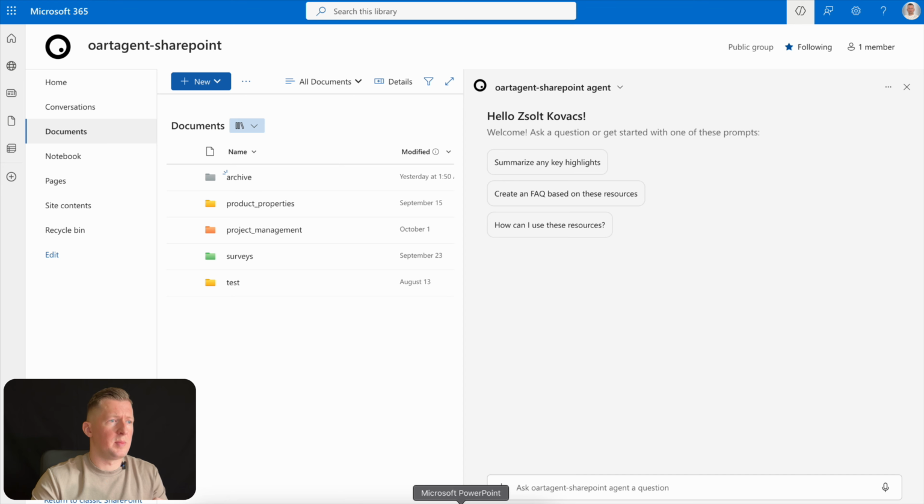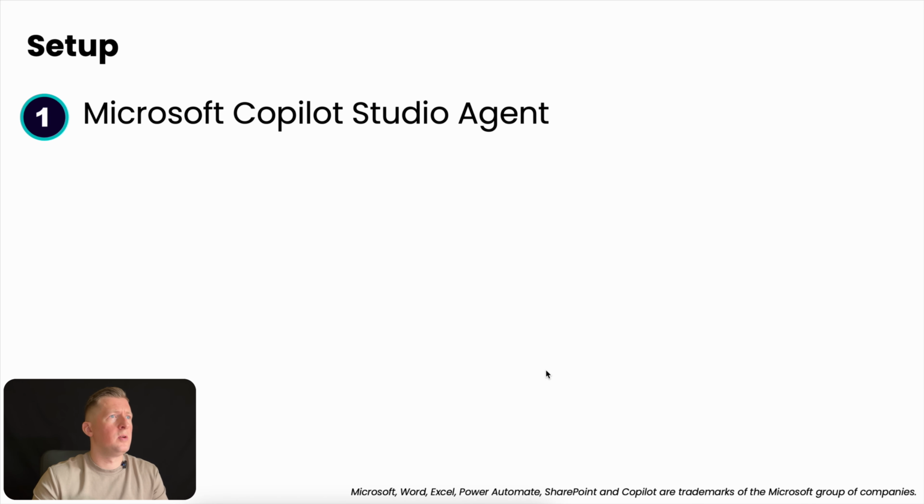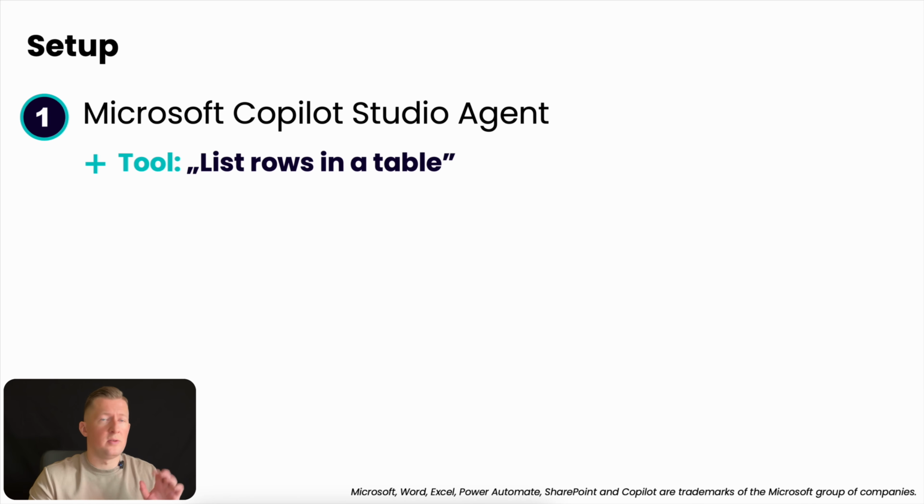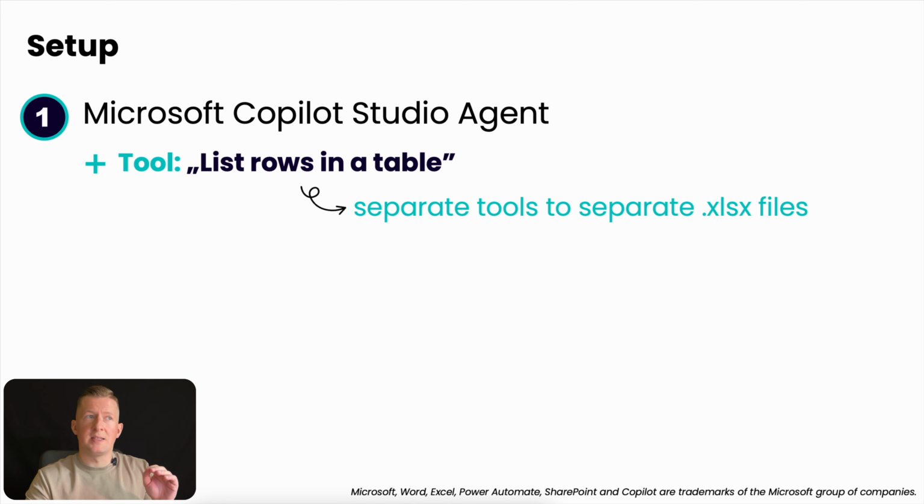Then in Microsoft Copilot Studio, what I'm doing now, first, without adding an agent flow, I'm just simply adding a tool, list rows in a table. I'm doing this because I want to show you what limitation this action has if we are not embedding it in an agent flow. We need to create separate tools for separate online Excel files, because I'm showing you now that we are adding a permanent setting in the background on which SharePoint site, which file this action should deal with.